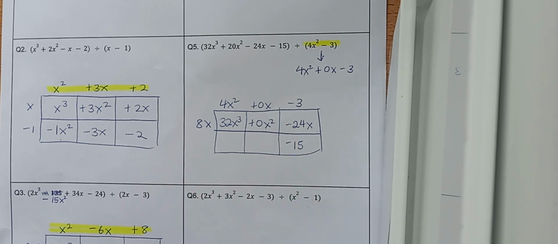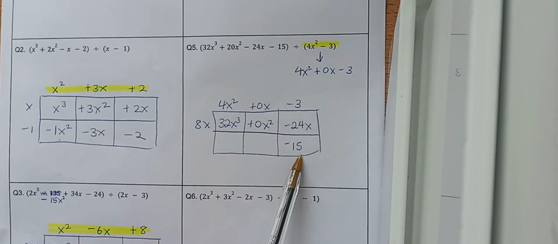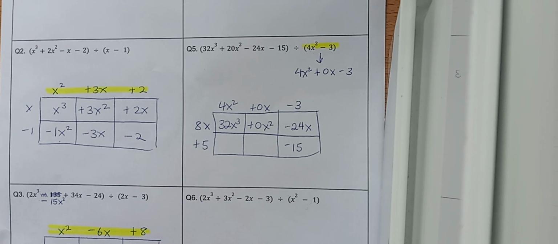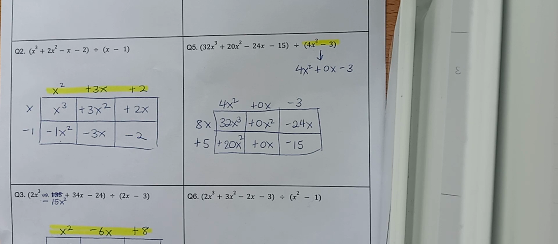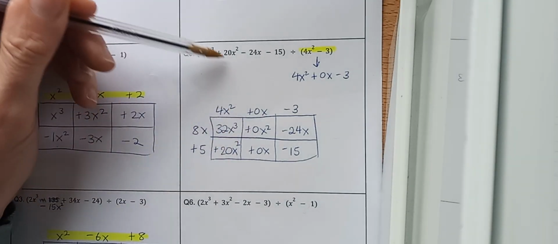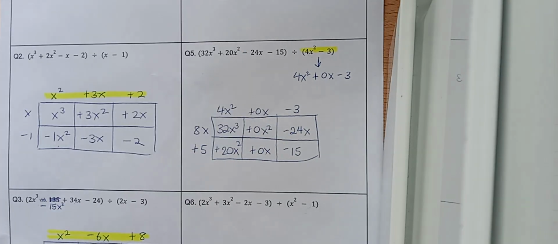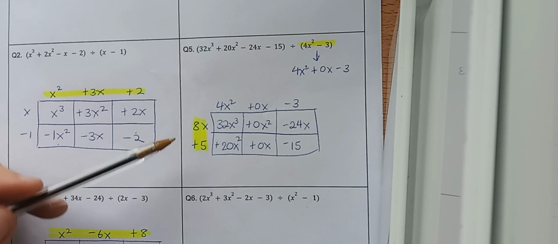And then I'll use the minus 15 to figure out what goes out here. So minus 3 into minus 15 goes plus 5. And I can fill out the rest of this now as well. And to check that I'm correct, I should check that these make the x squared term. 20 and 0 makes 20. And these make the x term. 0 minus 24 is minus 24. So I'm correct. And this time the solution is my linear factor down the side here.